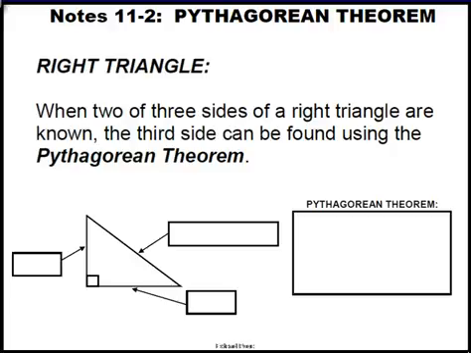Today we're going to be looking at the Pythagorean Theorem, how to deal with the Pythagorean Theorem. First, to use the Pythagorean Theorem, we need to have a right triangle. So when two of the three sides of a right triangle are known, the third side can be found using our Pythagorean Theorem.